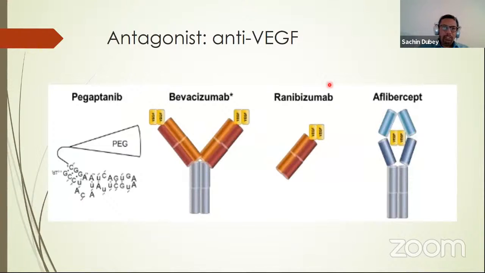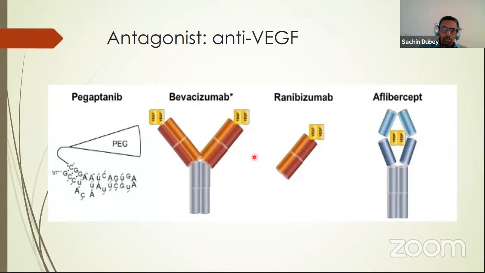An example using the same VEGF pathway is bevacizumab. Another example could be ranibizumab, which is essentially nothing but a part, or a variable part, of bevacizumab. And then there are other molecules as well.